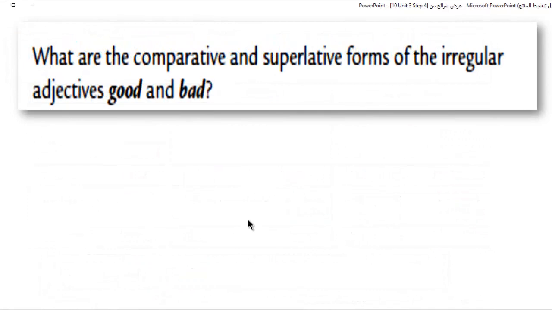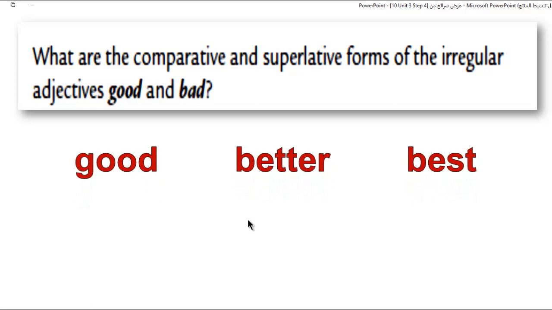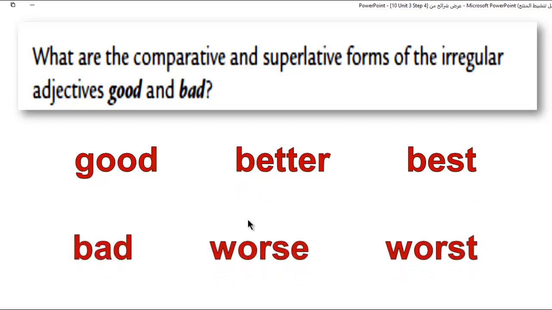What are the comparative and superlative forms of the irregular adjectives good and bad? We have studied this before and it's so easy. Good, better, best. Bad, worse, worst. Excellent.